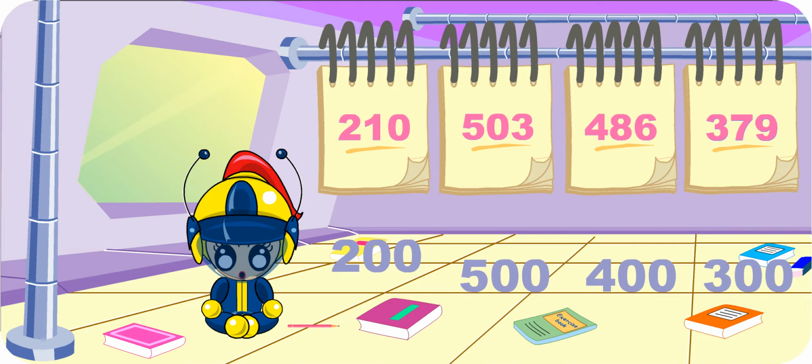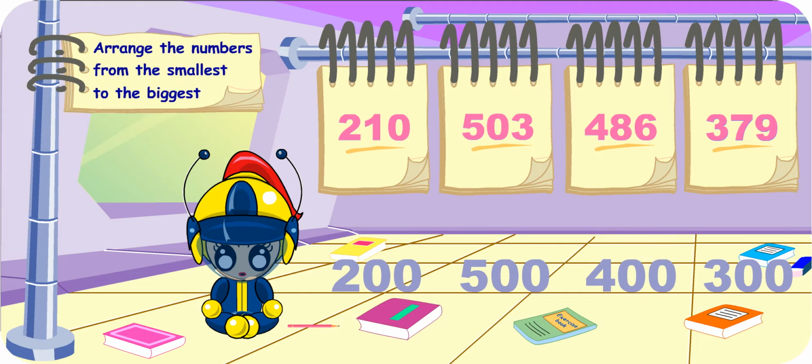After 2 hundreds, the bigger number will be 3 hundreds, 4 hundreds. But the numbers here are arranged in 2 hundreds, then 5 hundreds, 4 hundreds. So I think the numbers are not arranged accordingly. Yes, these numbers are not arranged accordingly. Let us arrange them from the smallest to the biggest now.